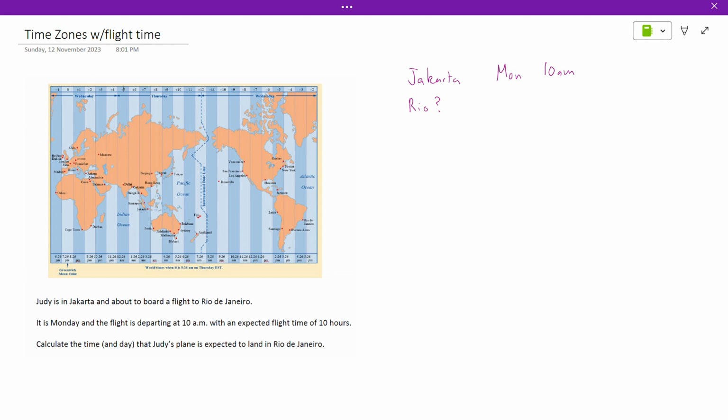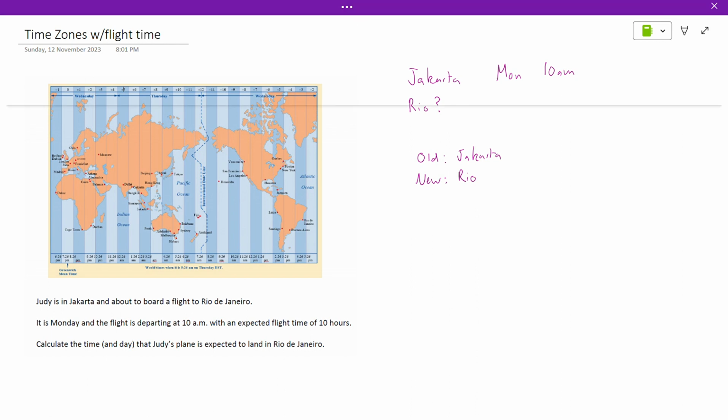How we do that, we identify the old destination and the new destination. So the old destination is Jakarta, and it's Jakarta because that's where she currently is. That's where she's leaving from. So Jakarta. And the new destination is Rio because that is where she's going to.